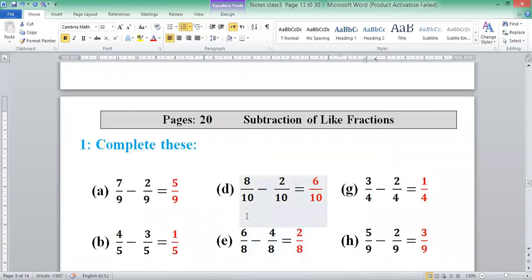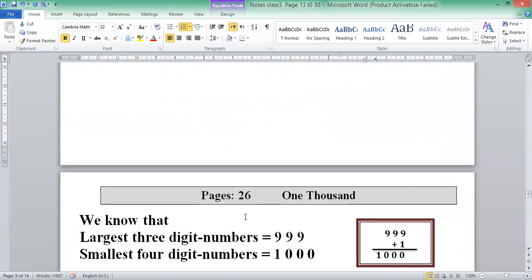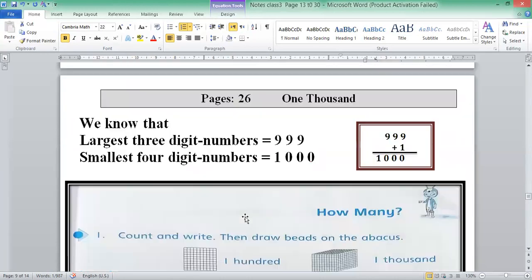This was page 20. Now I am going to start page 26 as per the scheme of study. Yesterday I gave you homework: pages 24 and 25. These pages are the review of the previous pages, and most of the students have done them.